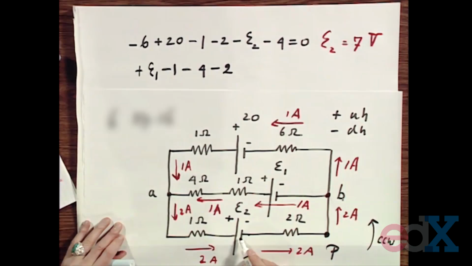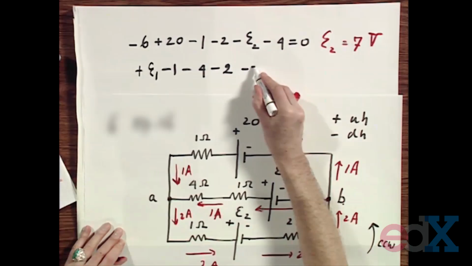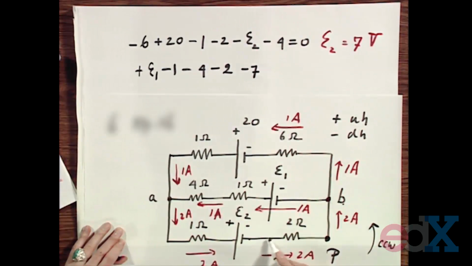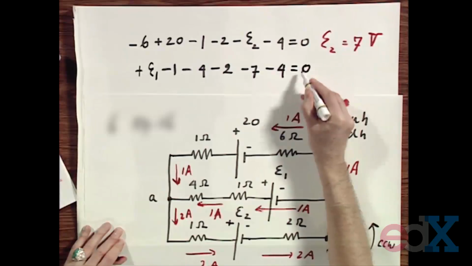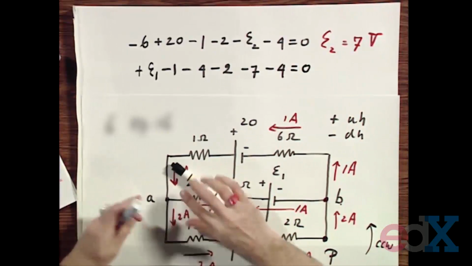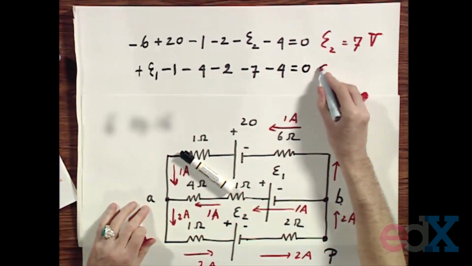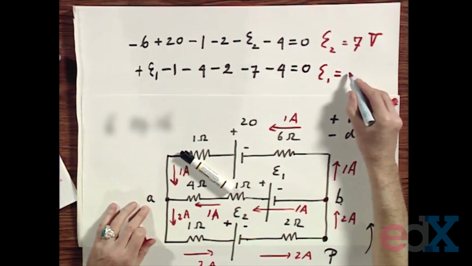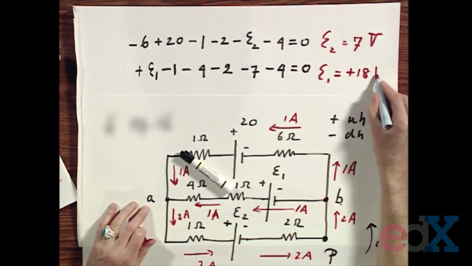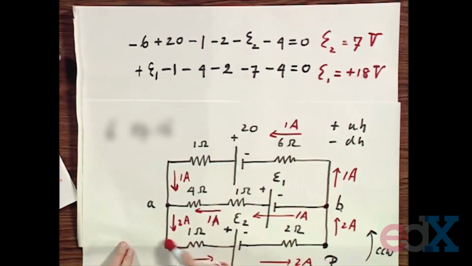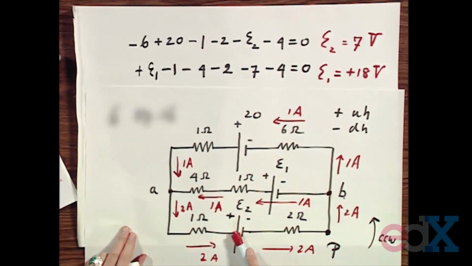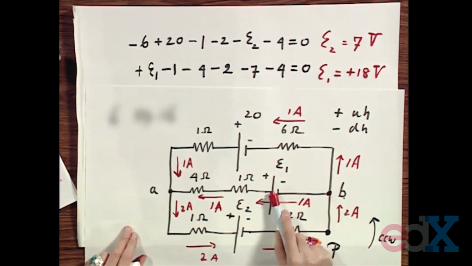Here I see E2. I go down in potential, 7 volts down in potential, minus 7. Here I go 4 volts down in potential, minus 4. And according to Kirchhoff's law, that is 0. And if I did not make a mistake, I find that the EMF of that battery is plus 18 volts. So I've used Kirchhoff's law twice. First this route to get this one, and then this route to get this one.